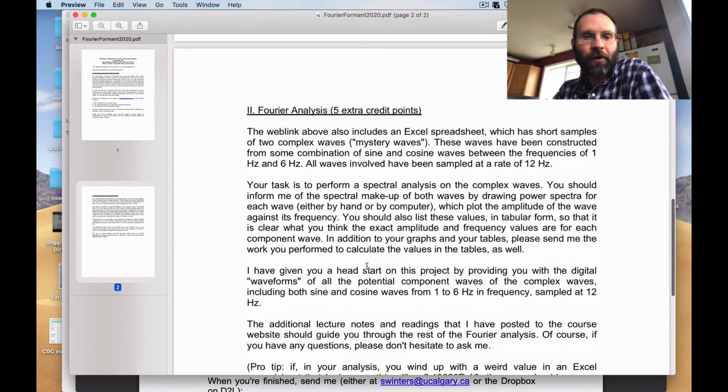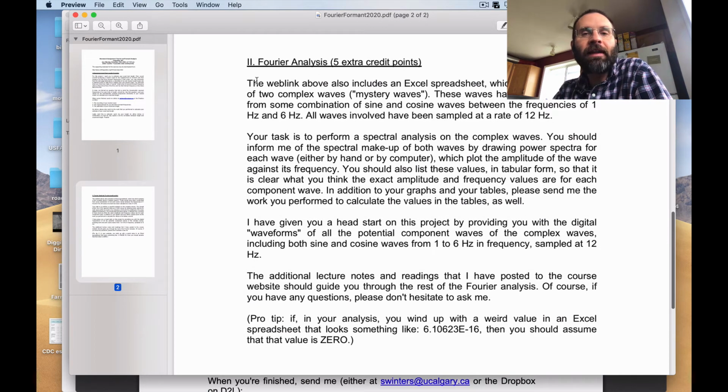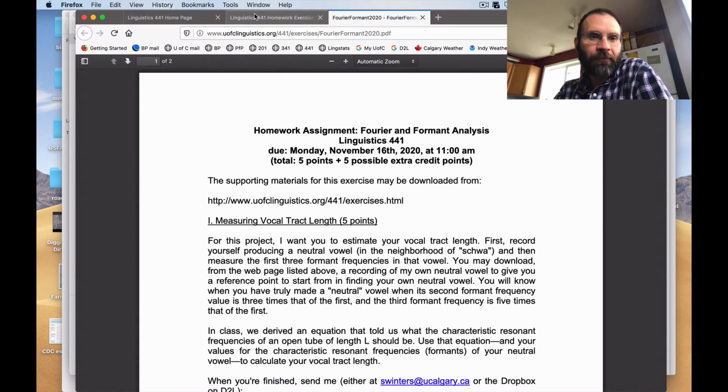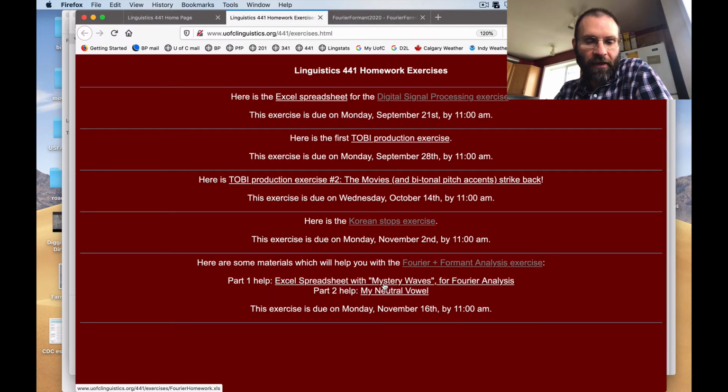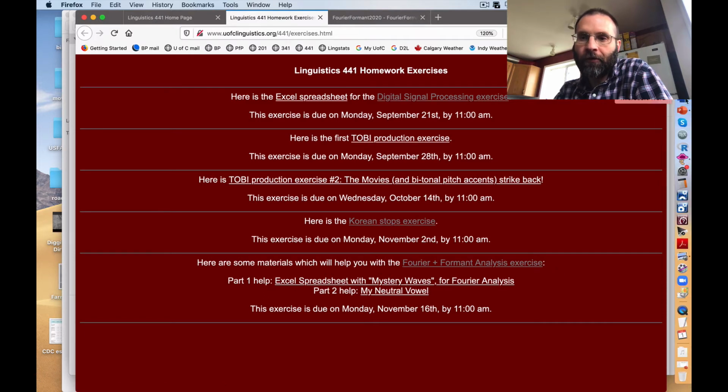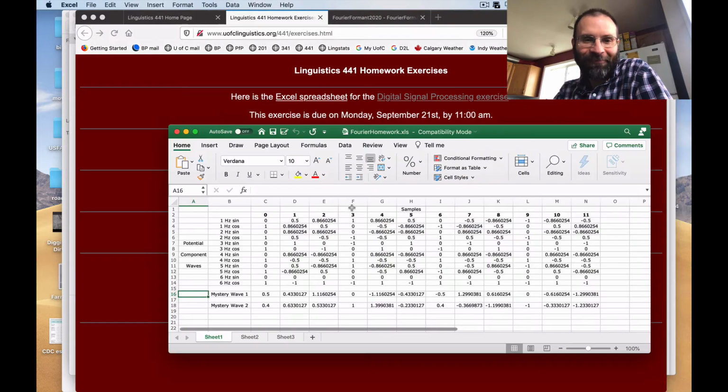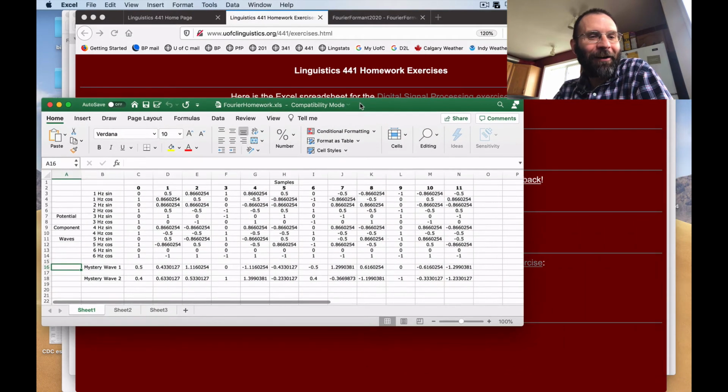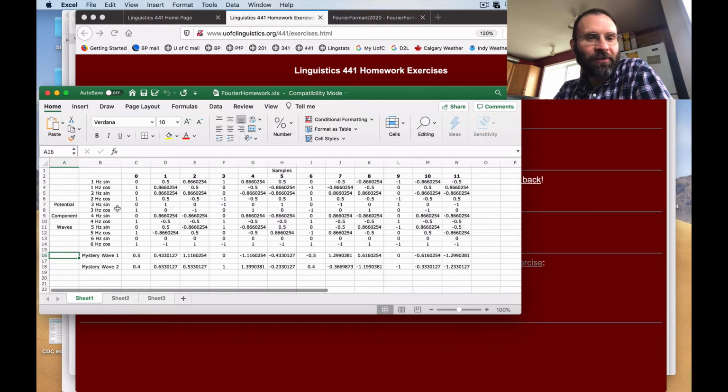The other part of this homework that is optional is the Fourier analysis, which is based on this other link I have up on the exercise page for the course website. So if you click on this, it says Excel spreadsheet with mystery waves for Fourier analysis. My voice is not really working today. Then it shows you this. So this is what the spreadsheet looks like. If you have trouble opening up the spreadsheet, let me know, but most people don't or haven't in the history of this class, so hopefully it'll work for you too.